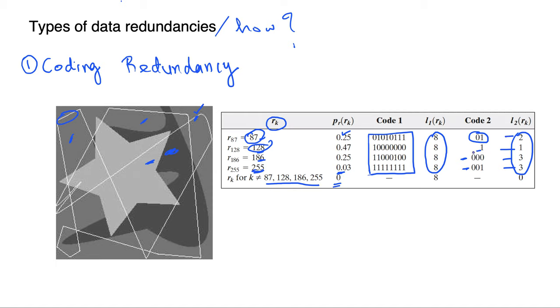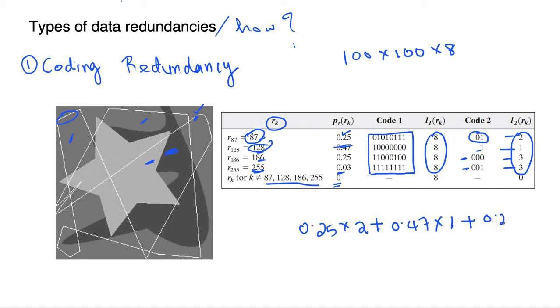Now imagine that this image is, let's say, a 100 by 100 image. If each intensity value is represented by 8 bits, I will be consuming 100 into 100 into 8 bits of data in order to store this image. In other words, if I am taking only 2, 1, 3, and 3 bits to store my image, then 25% of the data is taken by the 2-bit code. So you can do the math: 0.25 into 2 plus 0.47 into 1 plus 0.25 into 3 plus 0.03 into 3.